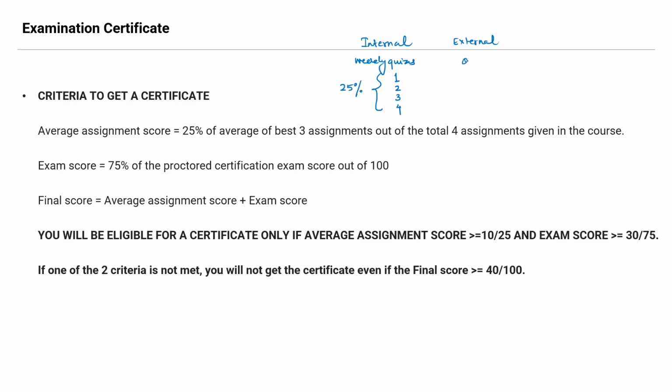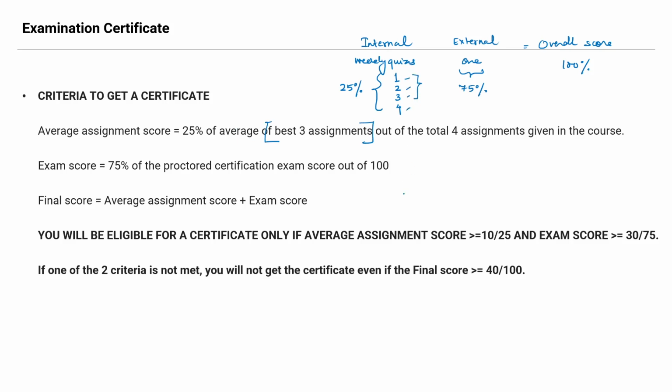And you will have one external, which is the physical mode of examination. The weightage of this external will be 75%, and that is how your overall score will be generated out of 100 marks, right? Now, we also give an option of taking the average of the best three assignments. So we will be submitting four assignments. We'll be taking the average of the best three.